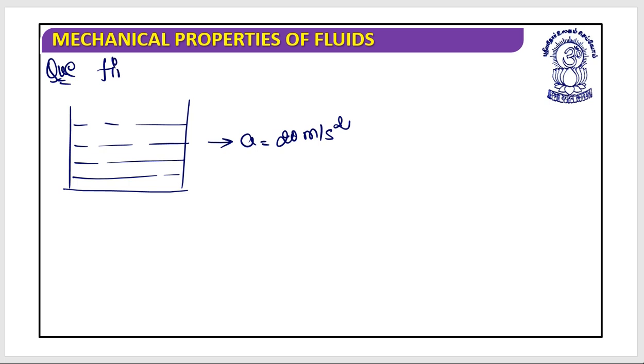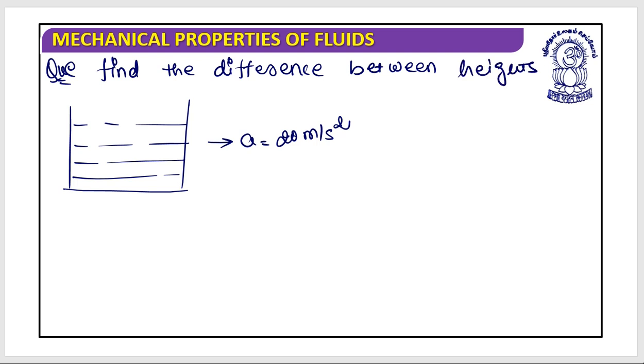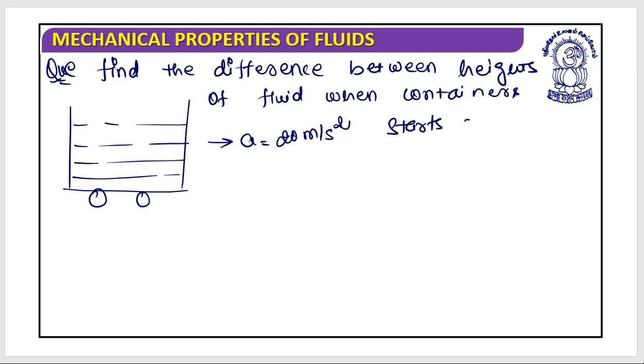So they will say: find the difference between the heights of fluid when the container starts moving with 20 meter per second square acceleration.